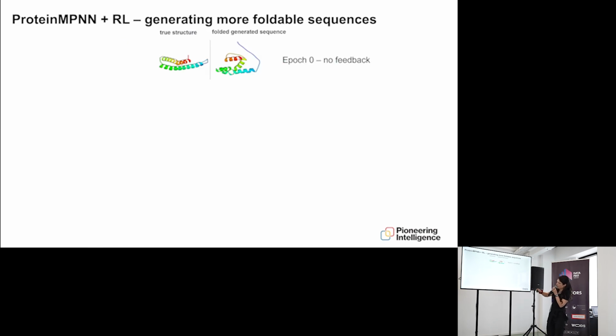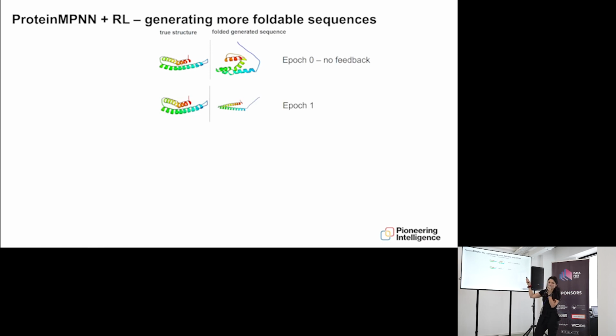Here in the beginning, what I show you is a true ground truth structure. We put that structure into ProteinMPNN. It gives us a sequence. We forward fold it, and you can see this is not a very good match to the ground truth structure. This is at epoch 0, so no training has happened, no feedback.